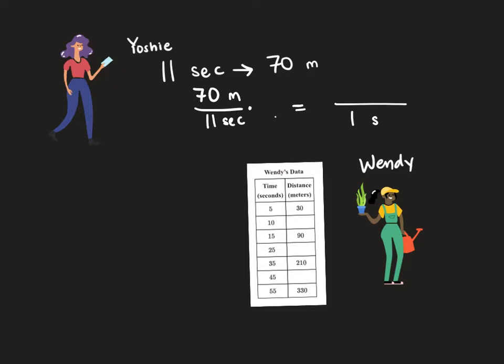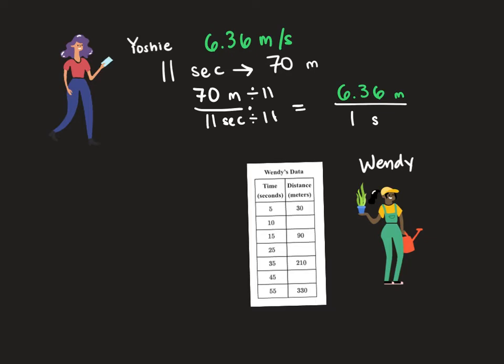Okay, well, I know that if I divide by 11 on the bottom, then the denominator will be 1 second, meaning I'm going to have to divide by 11 on the top. When you divide 70 by 11, you get about 6.36, and that was in meters. So we know that Yoshi is running at a speed of 6.36 meters per second.